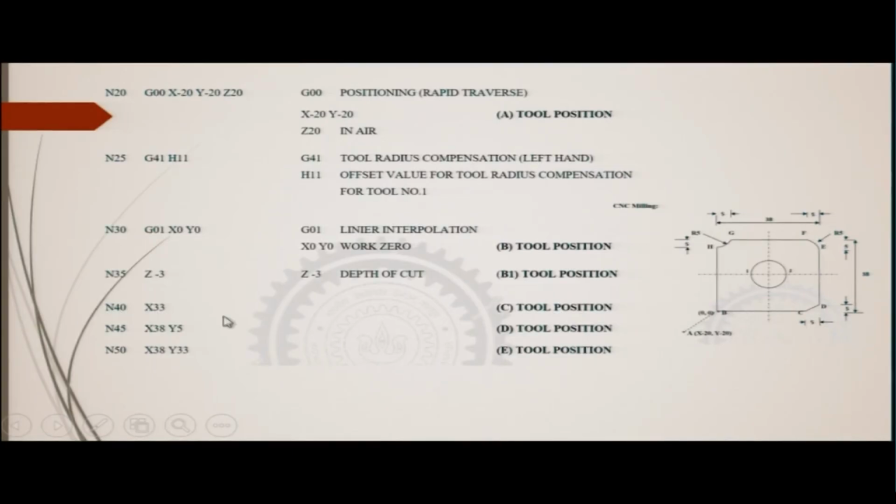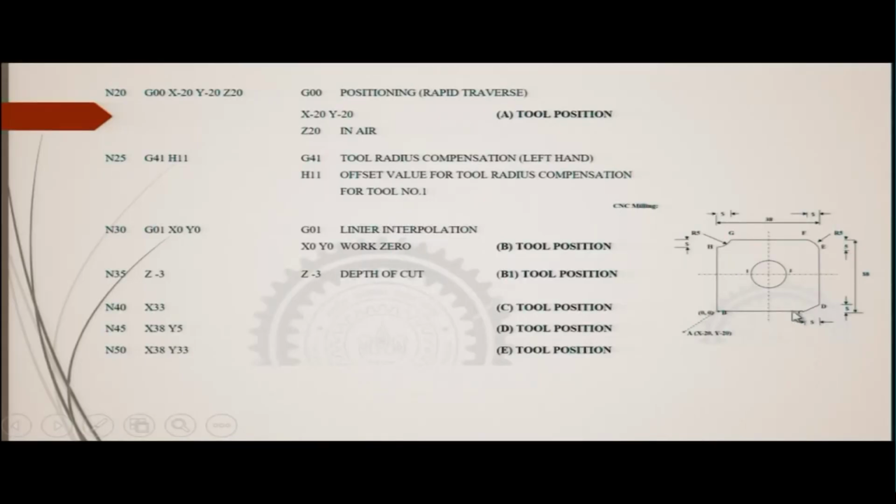X33 in the 40th block, this is the position C. You can see that this 33 is the dimension 38 minus 5. So, this will move from here to here 33 millimeters. This is given in the x direction, and as I said earlier also, this direction is plus. As the tool is moving from here to here, and mind it, this is the axis of the tool, we have already given the radius compensation and the length compensation.